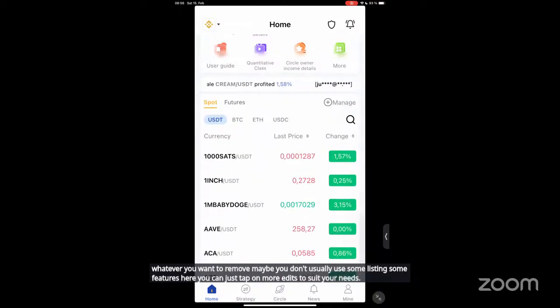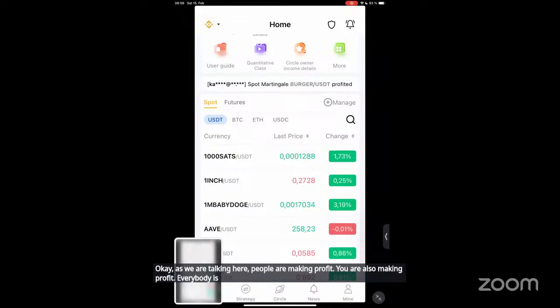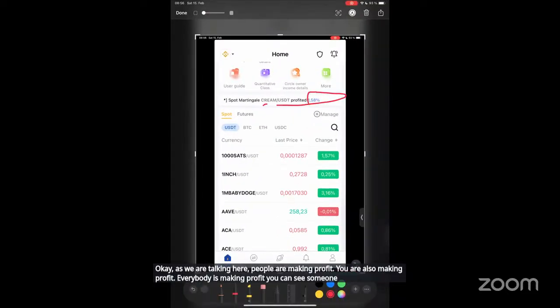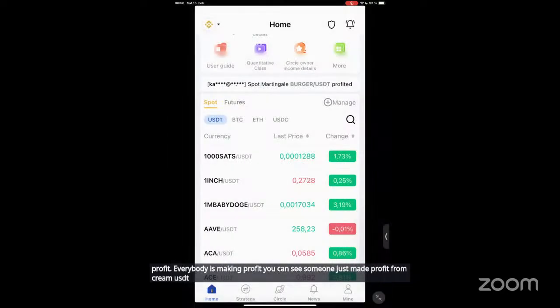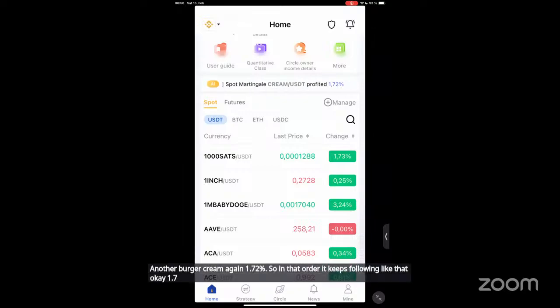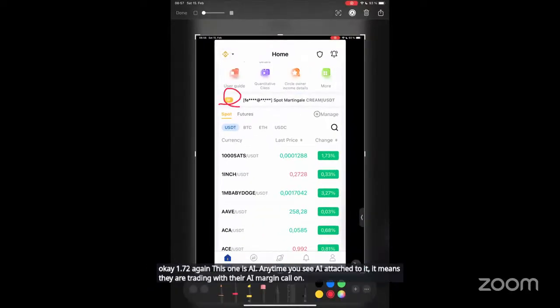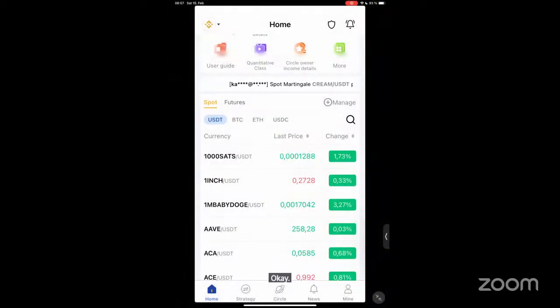Okay. As we are talking here, people are making profit. You are also making profit. Everybody is making profit. You can see someone just made profit from cream USDT, 1.58%. Another burger, cream again, 1.72%. So in that order, it keeps following like that. Okay, 1.72 again. This one is AI. Anytime you see AI attached to it, it means they are trading with their AI margin call on. Okay. All right. So all of us, our profits is actually displayed there. All of us, you, me, everybody.